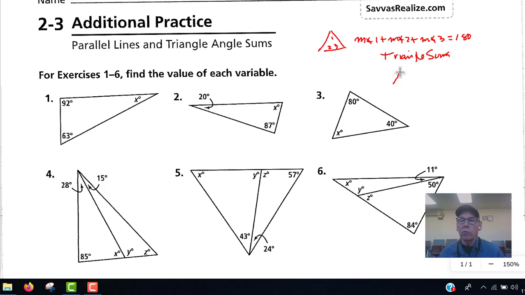And then we also will run across what we call the exterior angle theorem, where the measure of angle 1 is equal to the measure of angle 2 plus the measure of angle 3. That's called the exterior angle theorem.